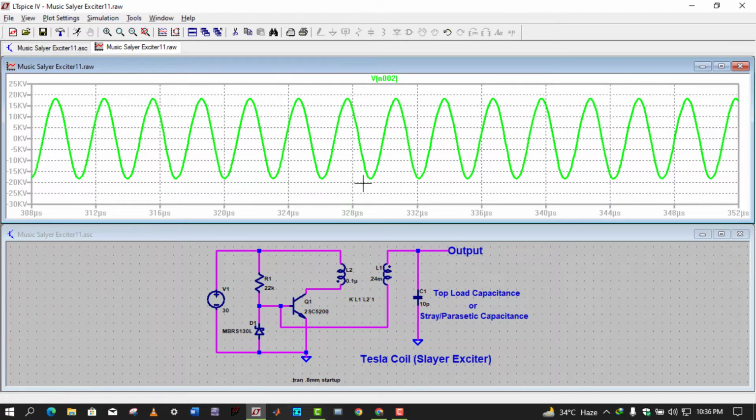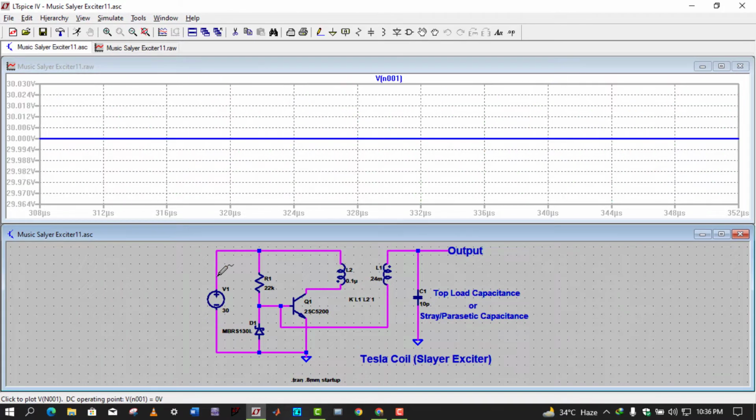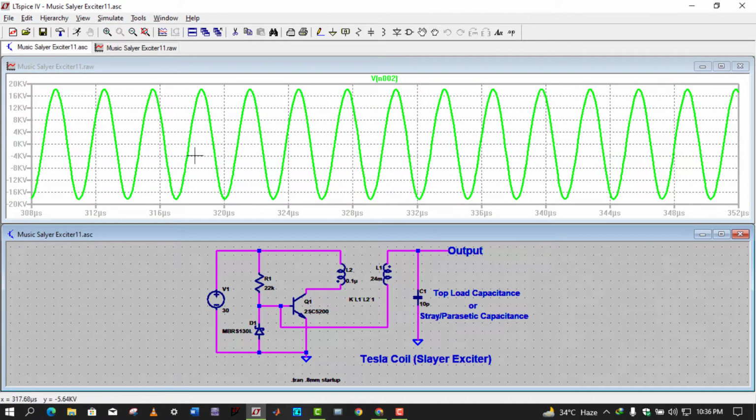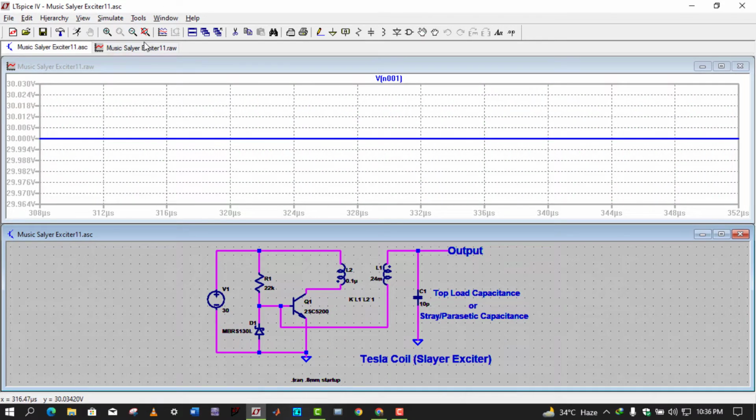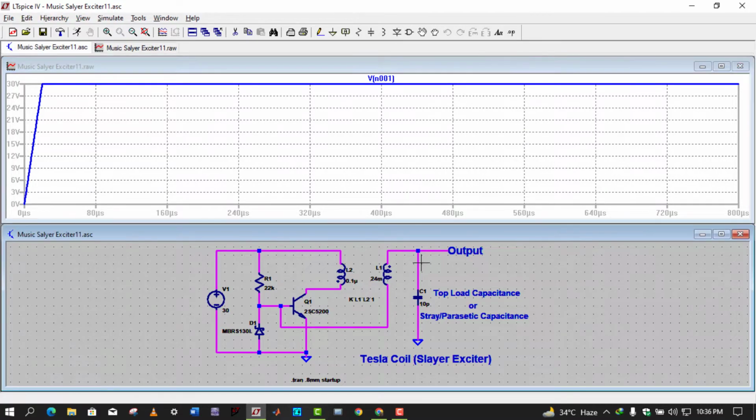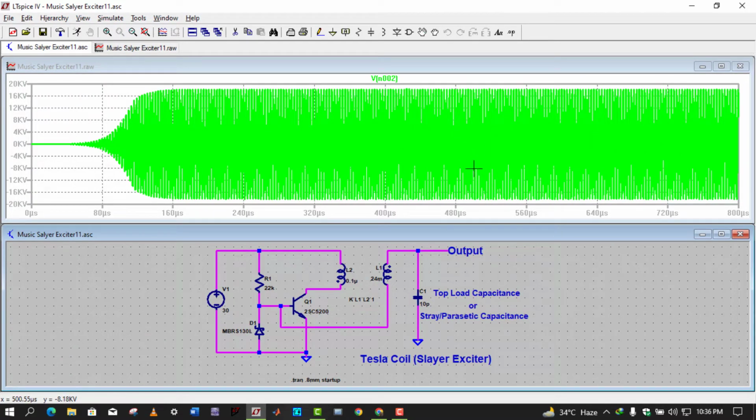So this circuit is oscillating, and if the input voltage is about 30 volts, the output is about plus minus 19 kilovolts or 18 kilovolts. So this is a very simple circuit, a self-oscillating circuit, and it can generate an AC voltage of about plus minus 19 kilovolts when the input is 30 volts. It also depends on the turns ratio of the transformer.